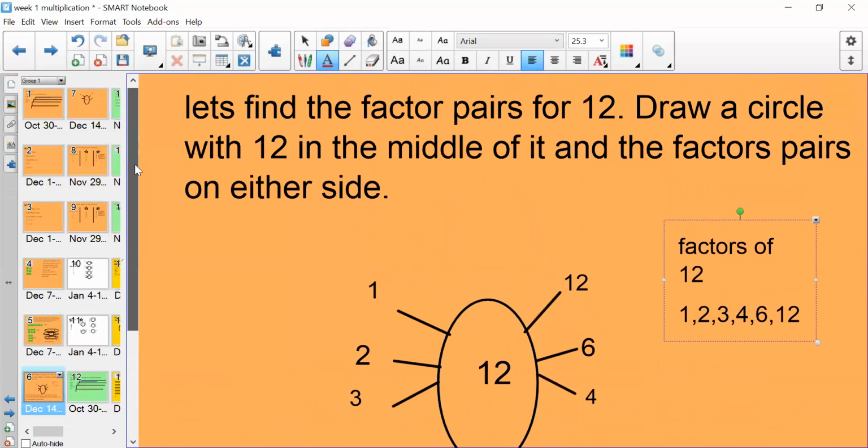Okay, it might seem complicated now or tricky, but we will be working on this for the week. So if you're finding it difficult now, don't worry. This is just to explore factor pairs. So let's do another one.